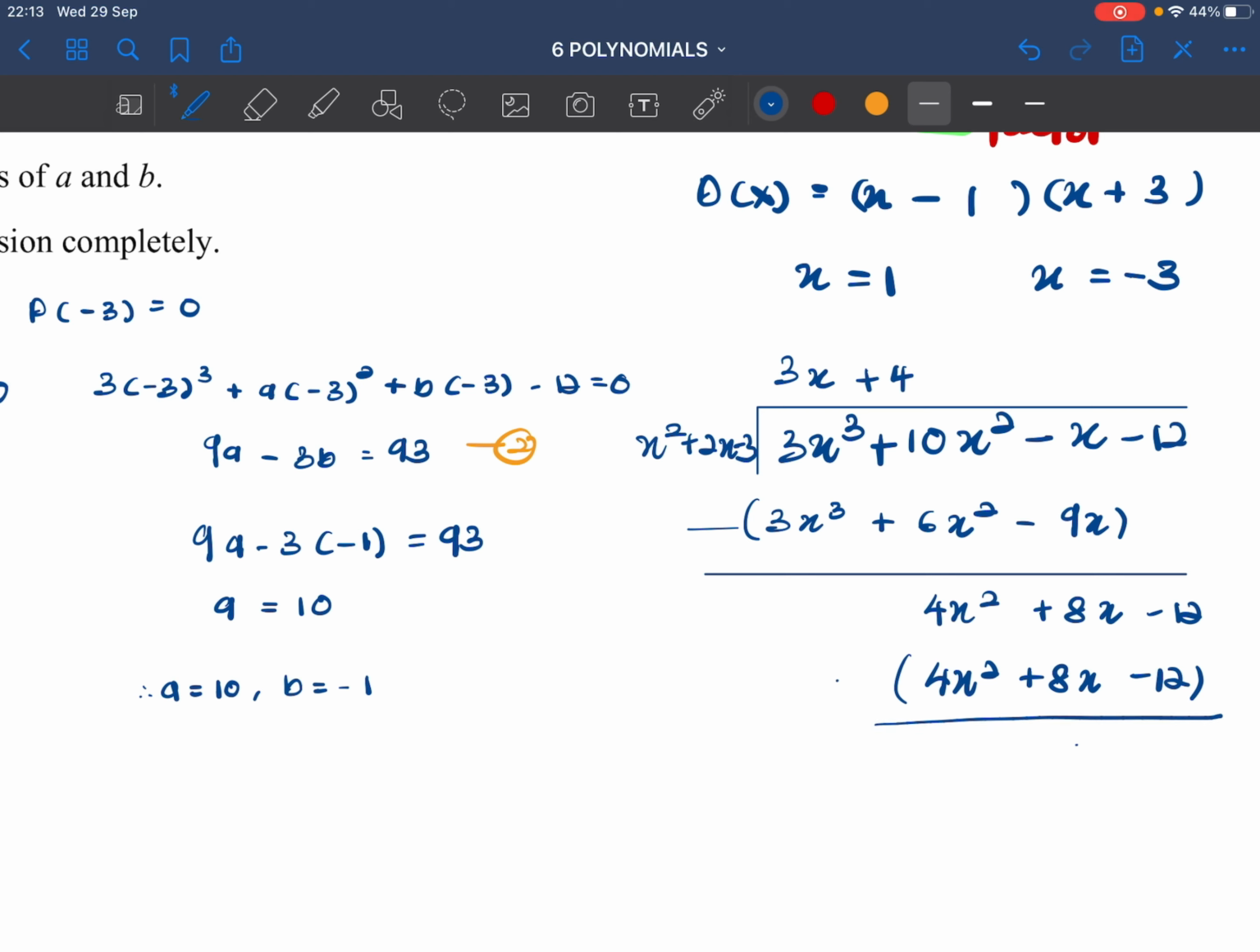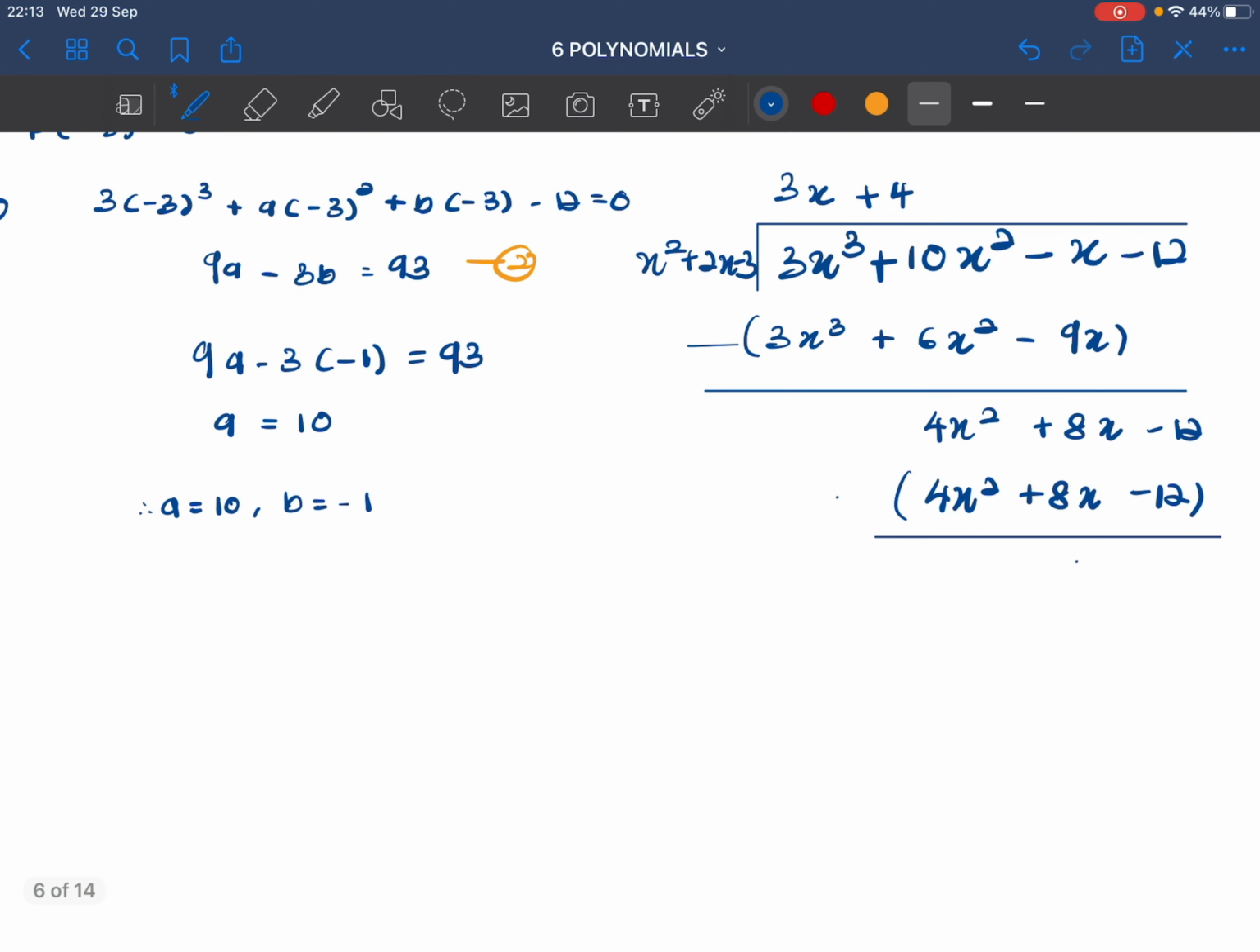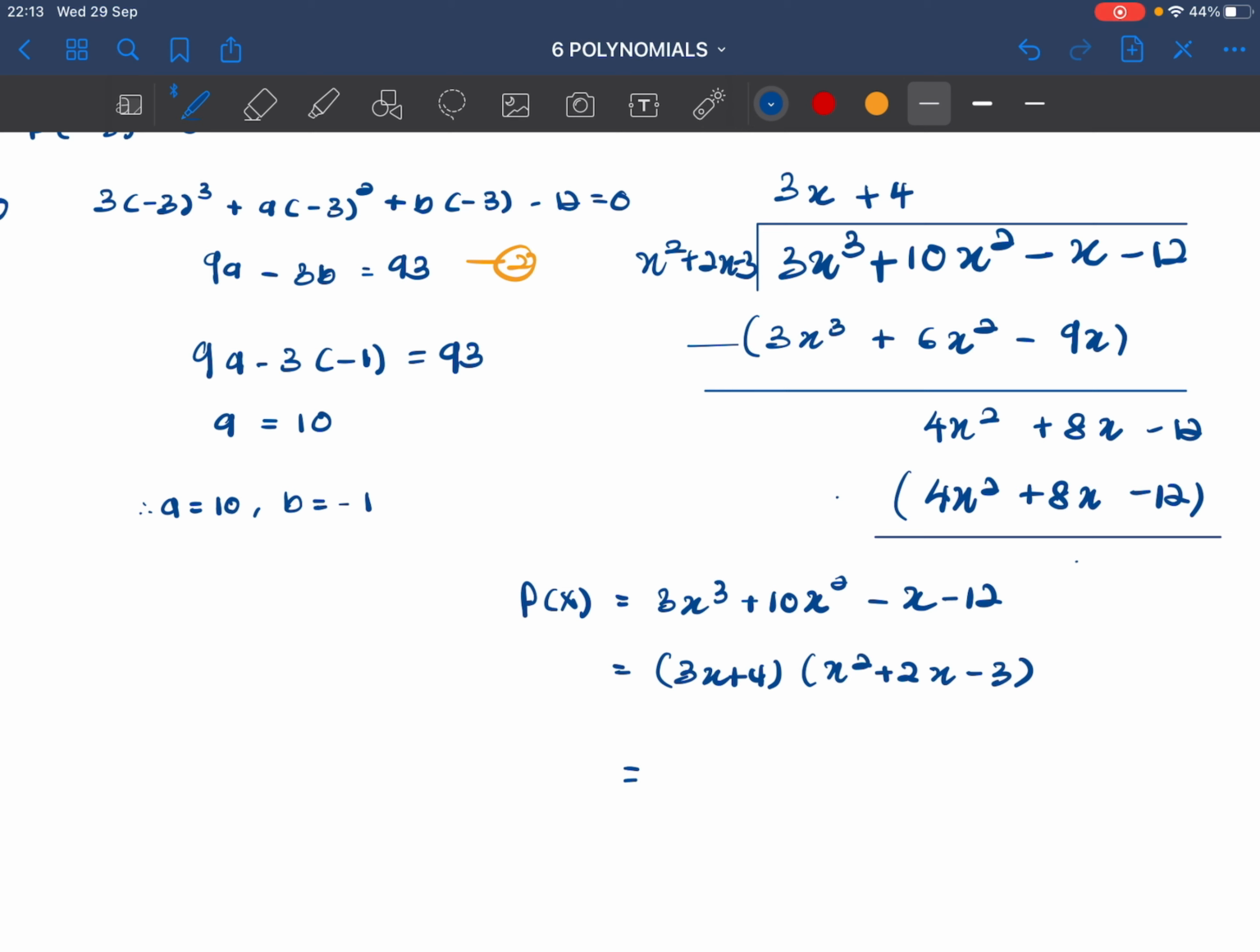Okay, as you can see here, there is no remainder. So of course we can factorize completely because there is no remainder. So now we just write px is equals to 3x cube plus 10x square minus x minus 12, and then our quotient, which is 3x plus 4, multiply by our divisor x square plus 2x minus 3, and that's it. No remainder, so we just have to factorize this one. And then we will have 3x plus 4, x minus 1, x plus 3. There you go, factorized completely.